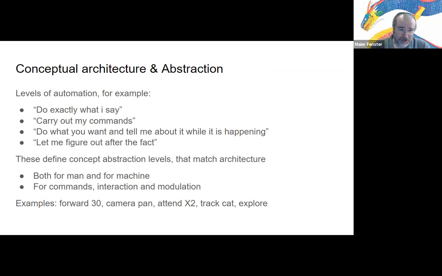And then you can imagine a command like explore. We tell the robot, go explore. And we want to be able to interact with the exploration or modulate the exploration. Let's say we can watch the exploration and see that the rover is being inefficient. The rover is always looking at the ground instead of at the flowers. We want to be able to modulate what the rover is doing.